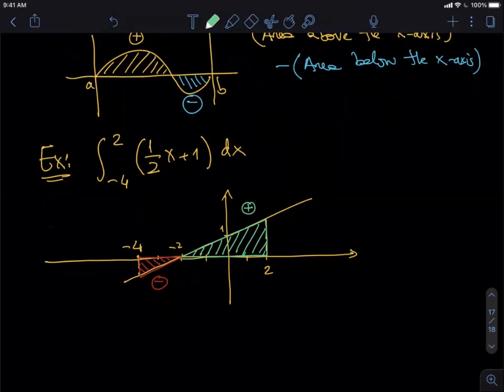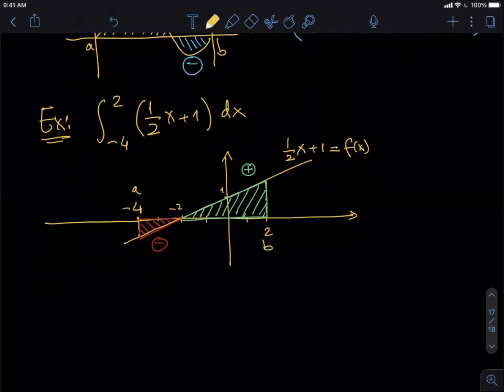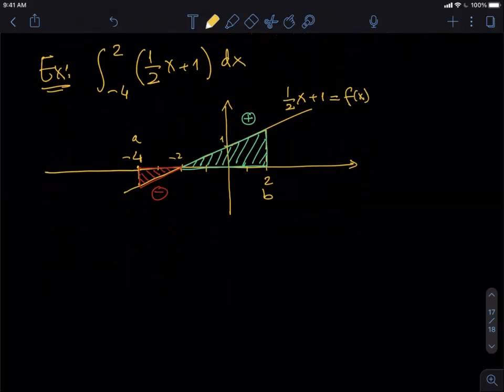So we can now compute this. The line I drew was 1/2 of x plus 1, just in case. This is my f of x in this case. And this is my a, and this is my b. A is -4, b is 2 in this case. So the integral from -4 to 2 of 1/2 x plus 1 dx is the signed area, and that is, well, the green area.